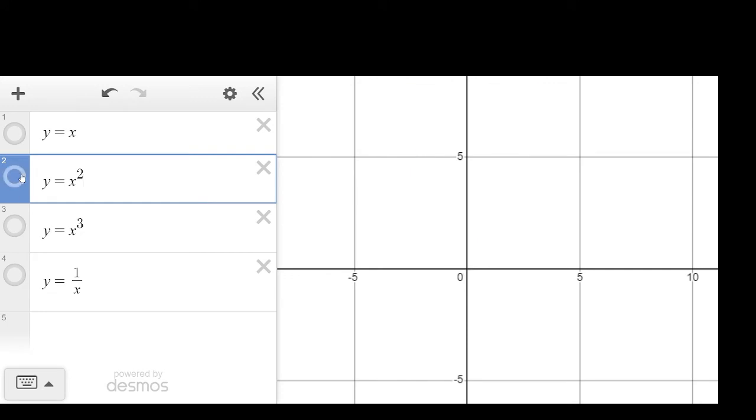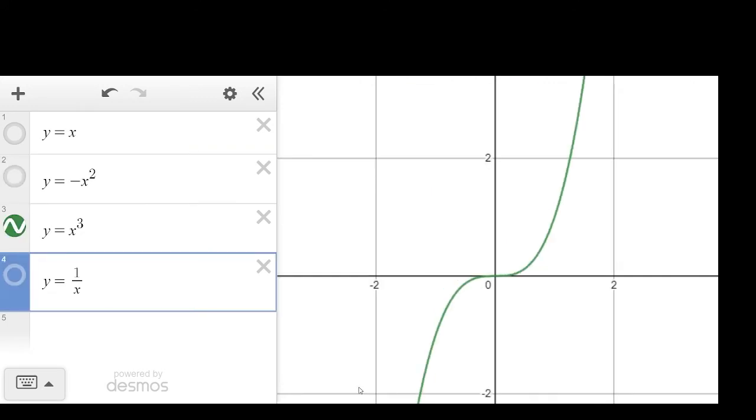The next type of graph you need to recognize is y equals x cubed. Y equals x cubed has this sideways S-type curve. When x is positive, y is positive, and when x is negative, y is negative. Because a positive number cubed is always positive, and a negative number cubed is always negative.